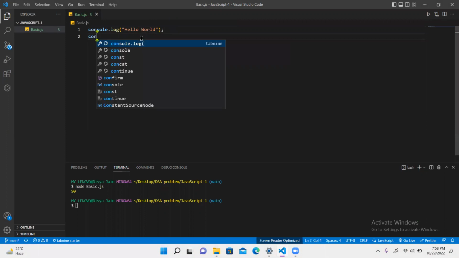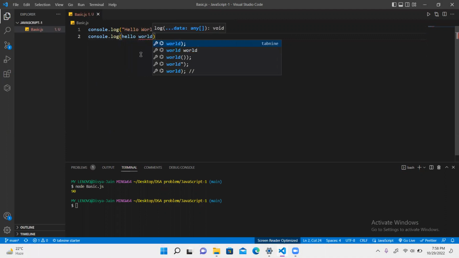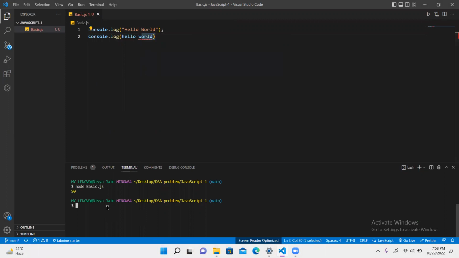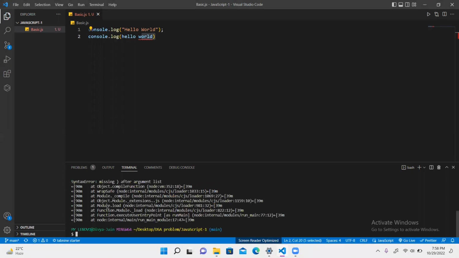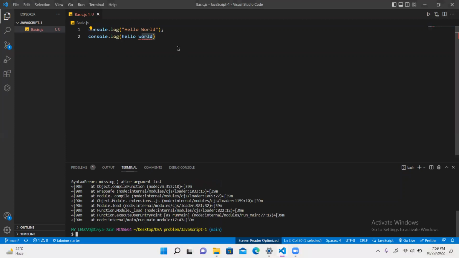Now you write console.log simple hello world without quotes. So you get an error. So node basic.js. Look at this. You get an error when you write any name without quotes. I can show you the full error. So this is the error after the argument. You can see this error. Okay, this is the problem.